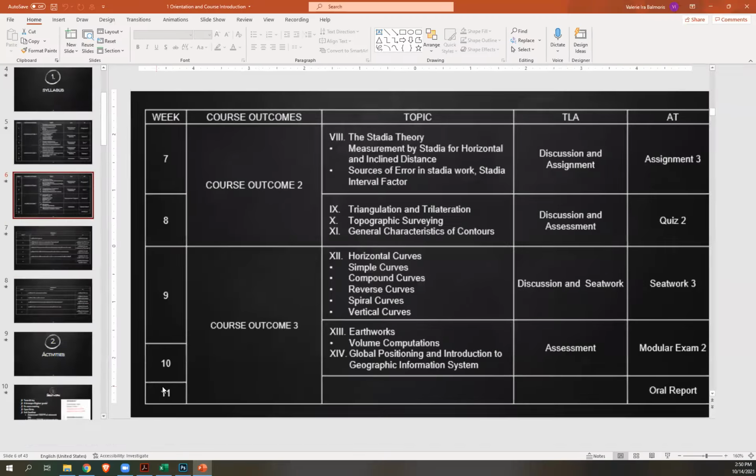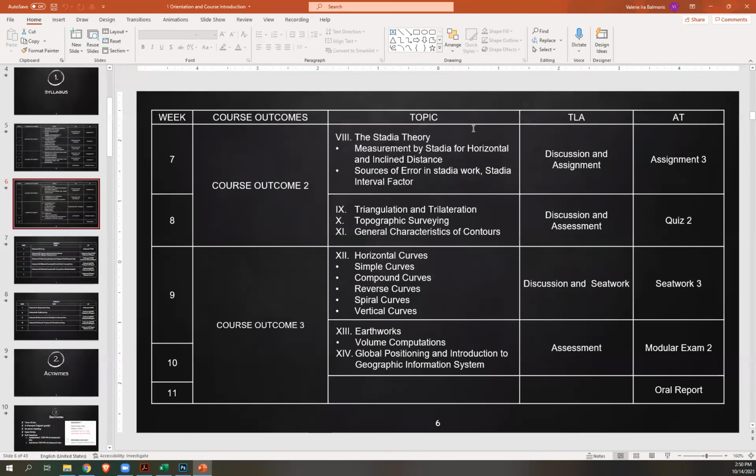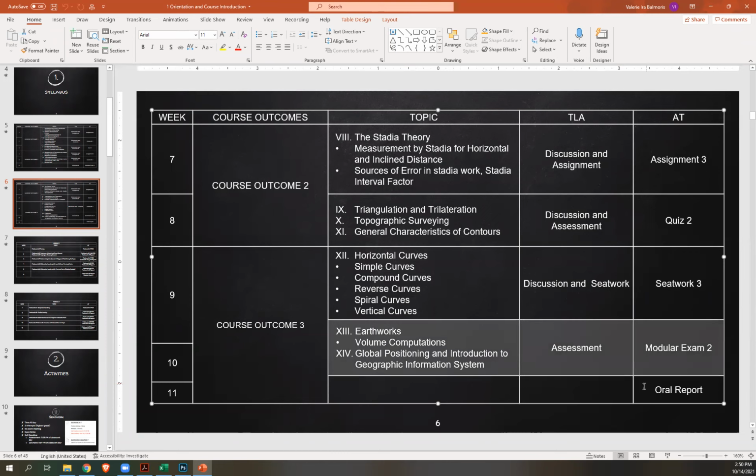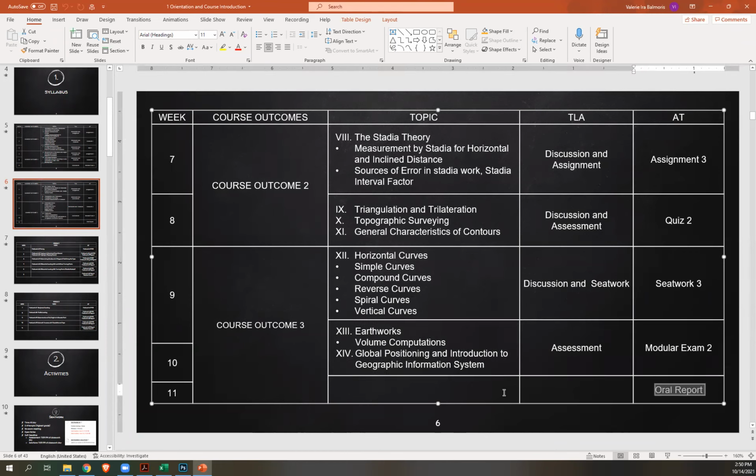So that's it. On Saturday, you'll have seat work, number 3. Coverage is horizontal curves. Next week, Tuesday, I'll try to discuss vertical curves. And then next week, Thursday, earthworks. And then on Saturday, next week, modular exam. And then for the 11th week, all about oral reports. So all of your exams should be done by next week. And then again, 11th week, oral report.